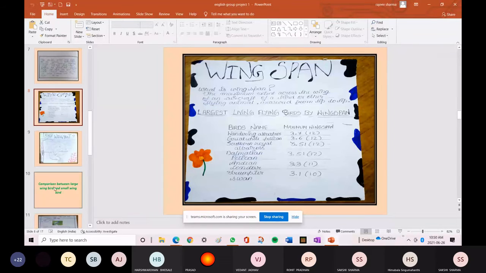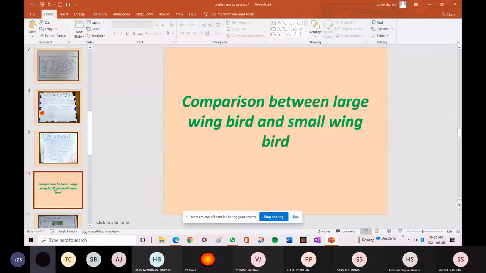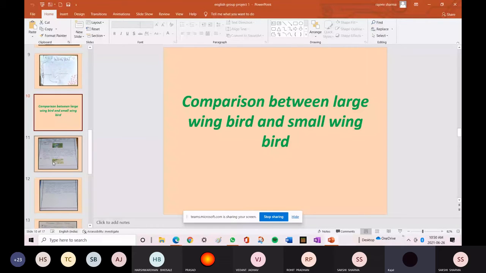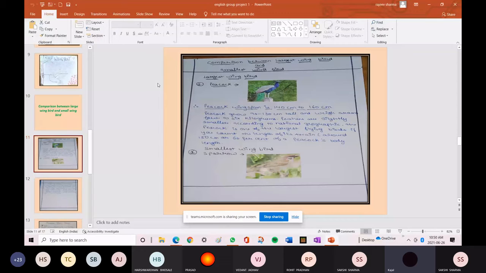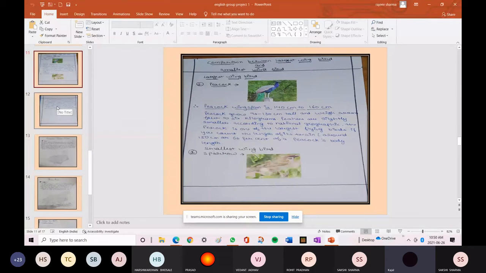Now Kajal will compare peacock and sparrow. Good morning, everyone. My name is Kajal. Today I will be talking about comparison between largest wing birds and smaller wing birds. Largest wing bird is peacock. Peacock wingspan is 140 cm to 160 cm. Peacock grows 90 to 130 cm tall and weighs around 4 to 6 kilograms.